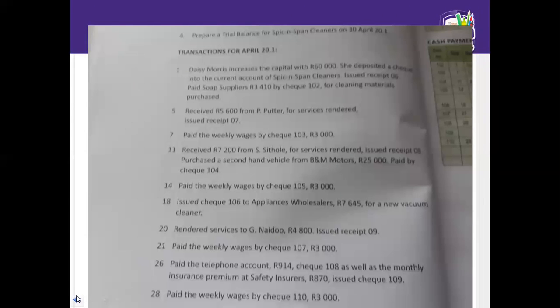Receipt is another indication to help you. Remember, it's again a services rendered transaction. Remember what I've said, if it's services rendered, then the amount must be in current income. Right, so remember this. On the 11th, the amount is 7,200. The name is Sitole. It's for services rendered, and it's receipt 08.